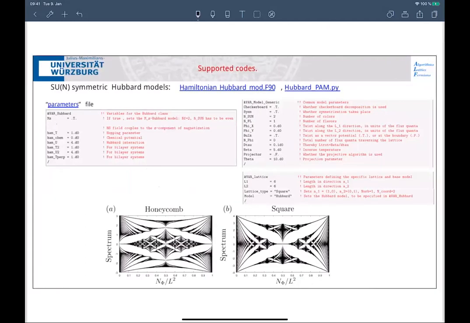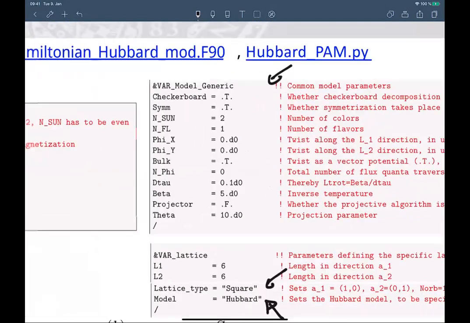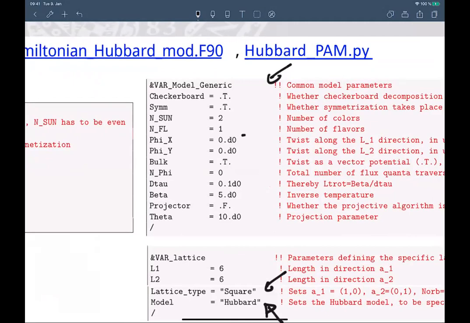Good. So let me start with the SUN symmetric Hubbard model and tell you exactly where parameters are read and what we can do. The lattice is defined in the var lattice part of the parameter file. The model is also defined here. That's the Hubbard model. To define the hopping on these models, we have these lists here. And as Florian told you this morning, for the hopping we have these 4 entries. These are twisted boundary conditions in the X direction, in the Y direction.